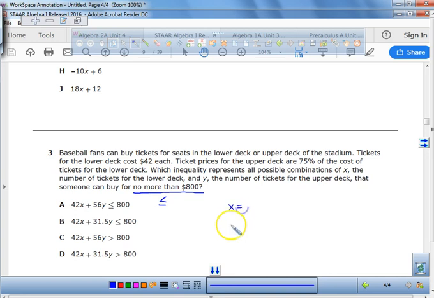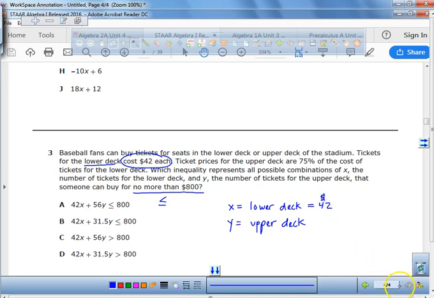We got to write down what x equals, and we got to write down what y equals. What does x represent? That represents the lower deck. What does y represent? Right now, so far, I just want you guys to know what does x mean, what does y mean. What does the $42 go with? So could you guys write this down? Just write it down on your paper. That's the money that it costs.